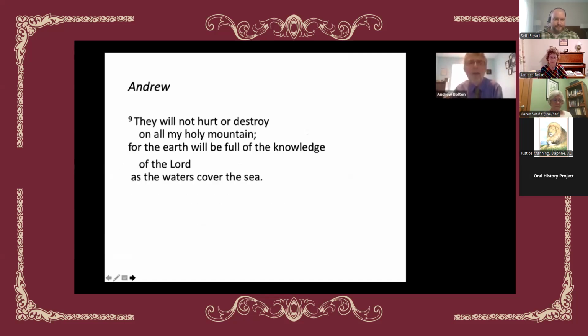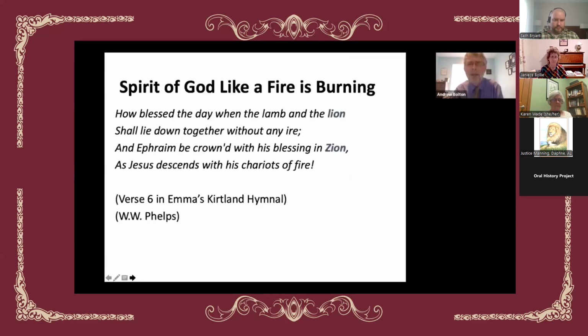The passage ends with this verse: "They will not hurt or destroy on all my holy mountain, for the earth will be full of the knowledge of the Lord as the waters cover the sea." This gives us a direction for our missionary work. The church seal takes us to the nonviolence of the peaceful one. But how did it enter our tradition?